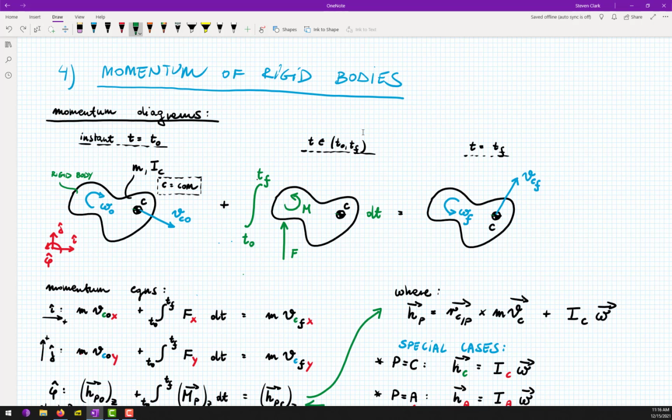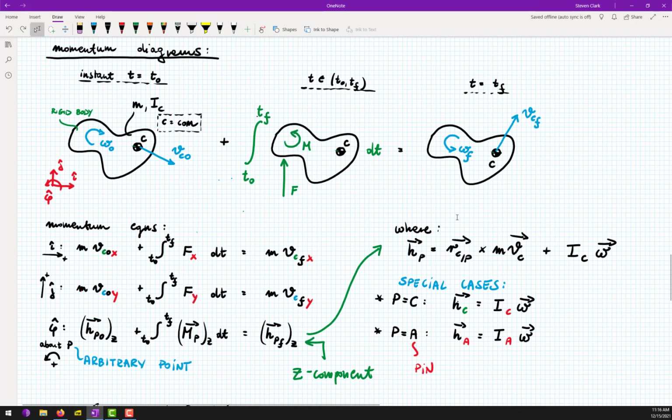So what do I show on the momentum diagram at time instant initial? I just show the velocity of center of mass and omega that rotates our body. Analogically, at time instant final, I show the velocity of center of mass final plus omega final that rotates our body. And in here, I just show all the forces and the moments acting on our body. Once we have momentum diagrams, we can write down linear impulse momentum equations along the x direction, along the y direction.